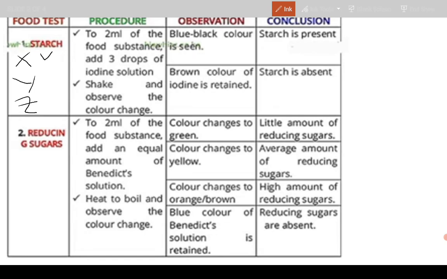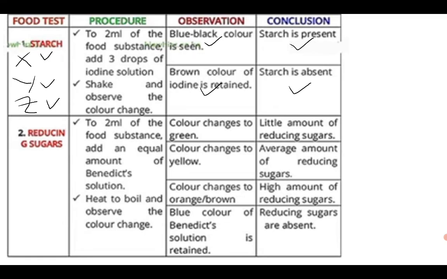So you carry out a number of tests on these samples. On X, you observe a color change. On food sample Y, you observe a color change. Food sample Z, you also observe a color change. So we are saying if the brown color of iodine changes to blue-black, then starch is present. And if the color remains brown, it means starch is absent. I hope that is okay.